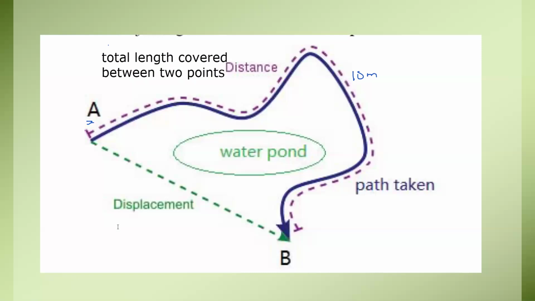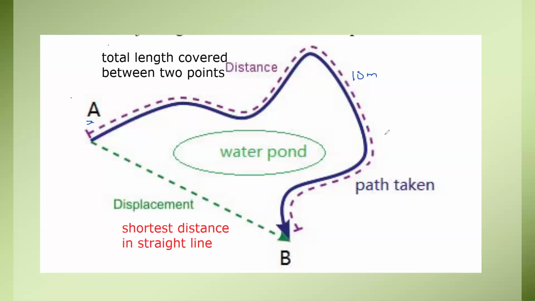But what about the displacement? Displacement is the shortest distance between the 2 points, and it is always in a straight line. So when we cover the shortest distance between the 2 points in a straight line from the start to the end, we call that the displacement.